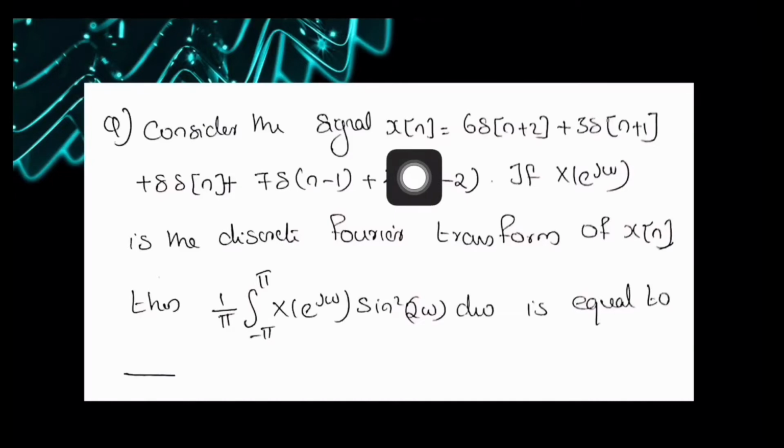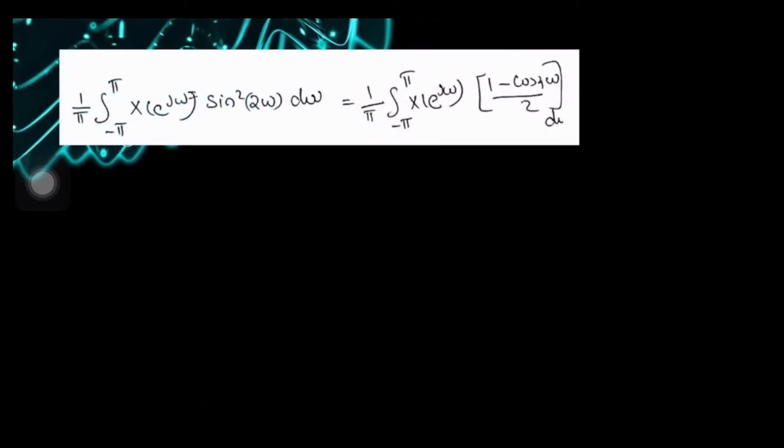shifted impulses, and we are asked to find out the value of 1 by pi integral minus pi to pi x of e raised to j omega sine square 2 omega d omega, where x of e raised to j omega is the Fourier transform of x of n. First, we are going to do some mathematical analysis for simplifying our desired term. As you know, the quantity to be calculated is 1 by pi integral minus pi to pi x of e raised to j omega sine square 2 omega d omega.